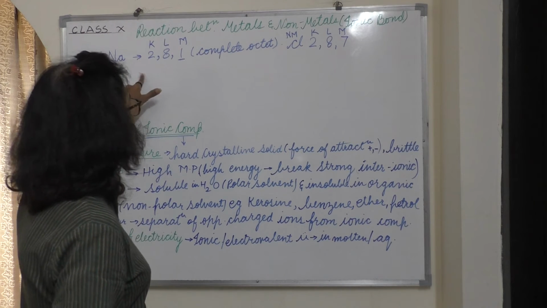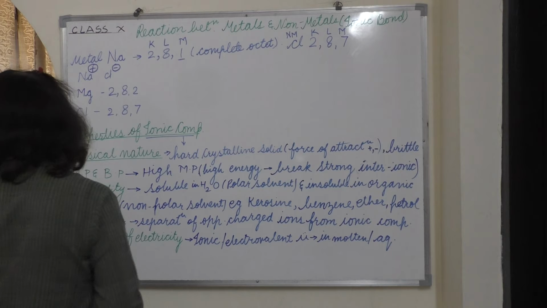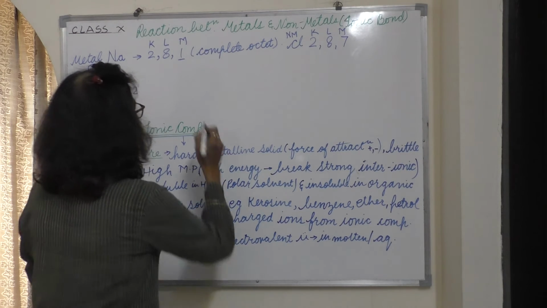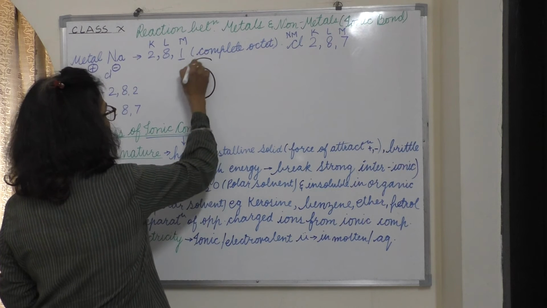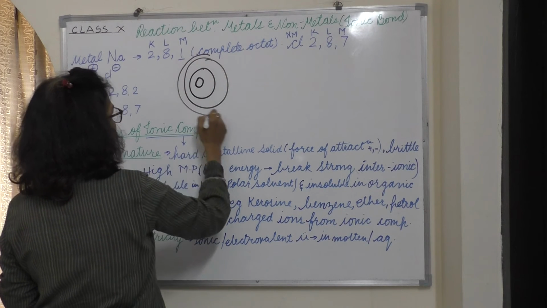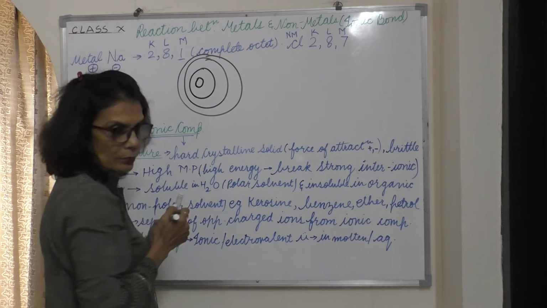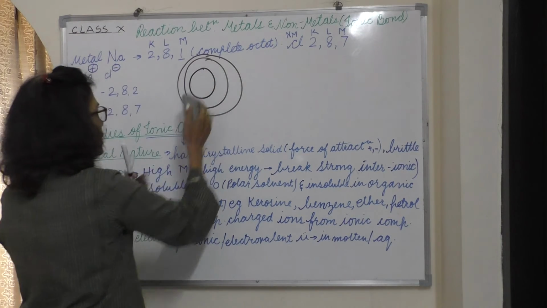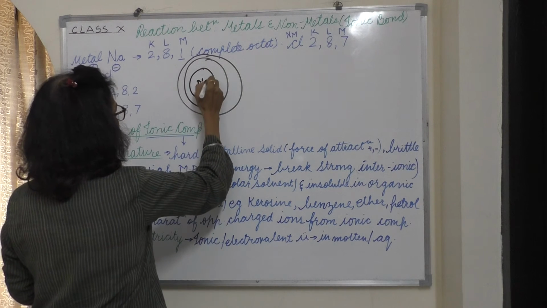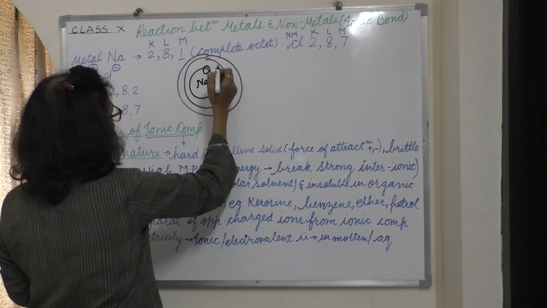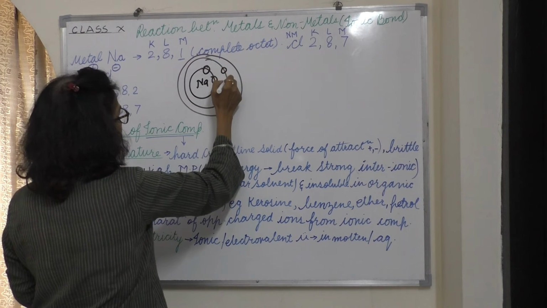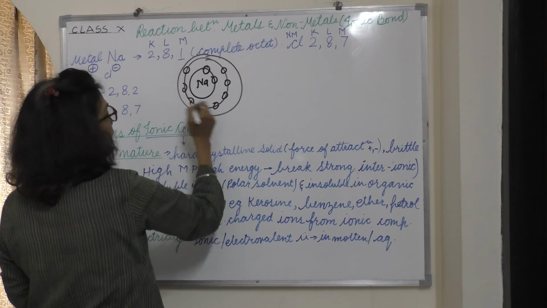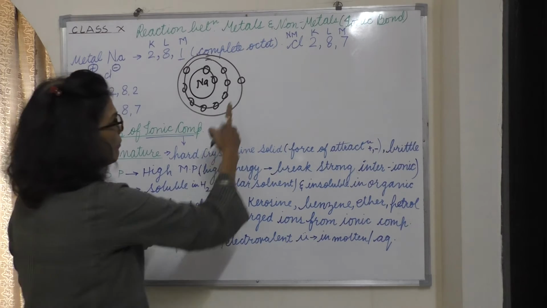This is a metal, and when we look at the figure, I am going to draw the figure for Na. You can observe that in the inner K shell it has 2, 8 in the L shell, and in the outer shell, that is the M shell, it has 1 electron.